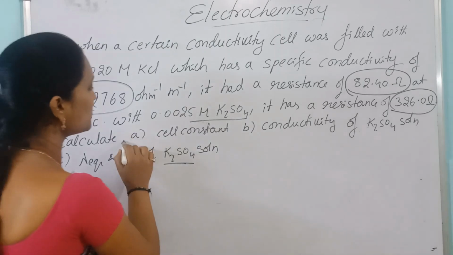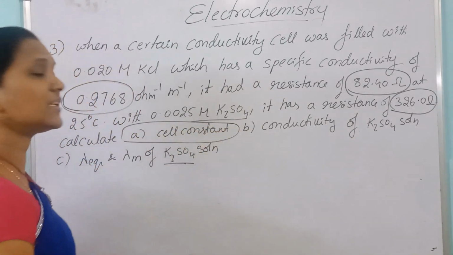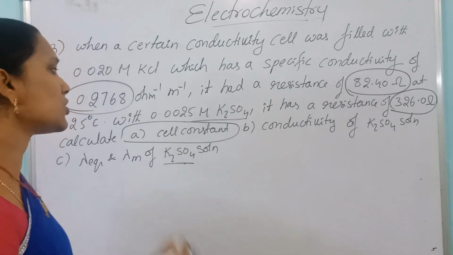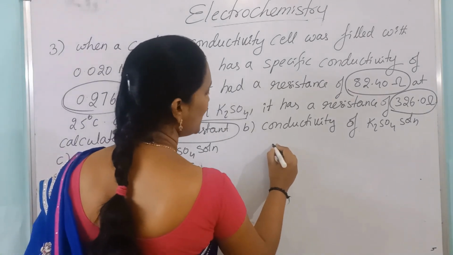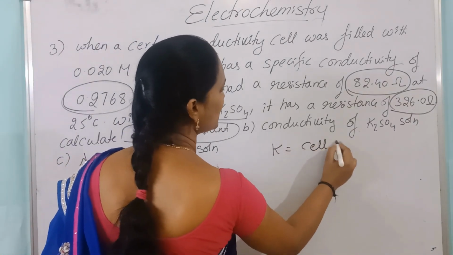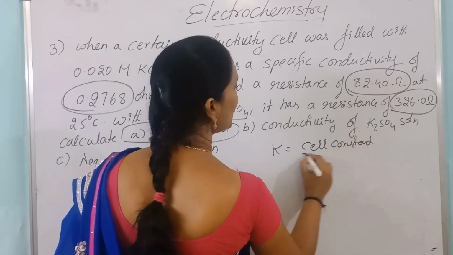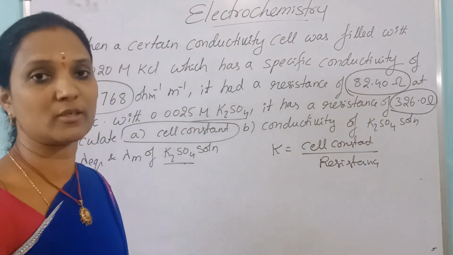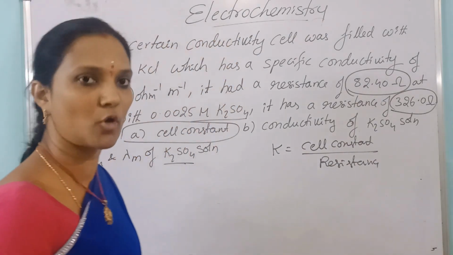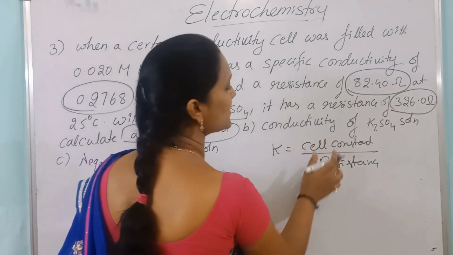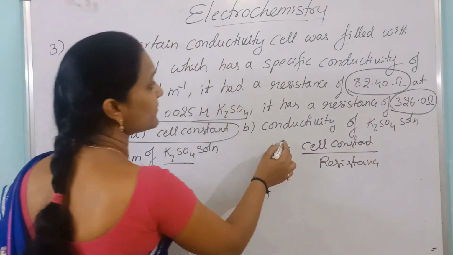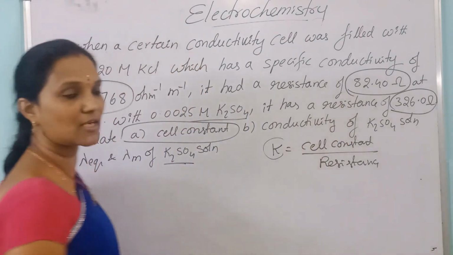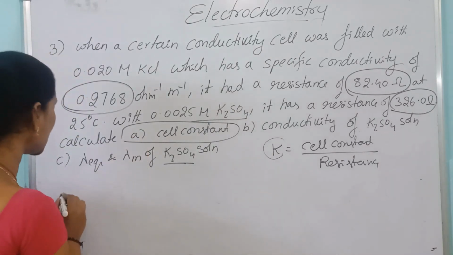So to solve the cell constant, what do we need? L by A. Is L given? No. Is A mentioned? No. So what is the relation? K is equal to cell constant by resistance. Yes or no? Because the cell constant is equal to L by A, and L and A are not mentioned. So what is the other relation? K is equal to cell constant by resistance, because here specific conductance is mentioned, and resistance is also given. Now the cell constant. So what is the answer for this first one?